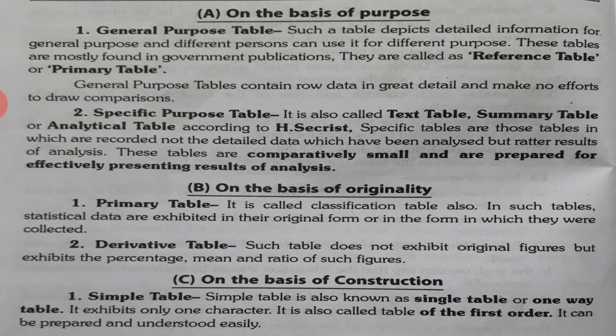C is on the basis of construction. There are simple tables. Simple tables means one-way or single tables. They contain only one character and are written in first order, so making of these is very easy. And complex tables are written either in a twofold way or a manifold way, so more than one data. When two data are shown in the same table, that will be called twofold, and more than two will be called manifold. Okay.